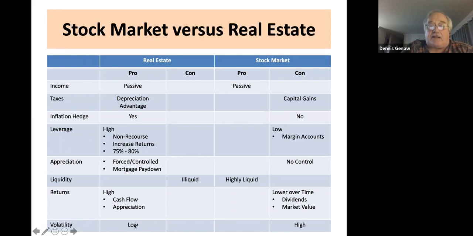Volatility, real estate is low volatility. If you wonder what volatility is, it's the value going up and down. Real estate is a longer cycle market. Property values don't jump up and down 20, 30, 40, 50% overnight, or even within an hour. They do in the stock market. The volatility in the stock market can be very high. And there's even a volatility index that measures how volatile the stock market is at any given point in time.